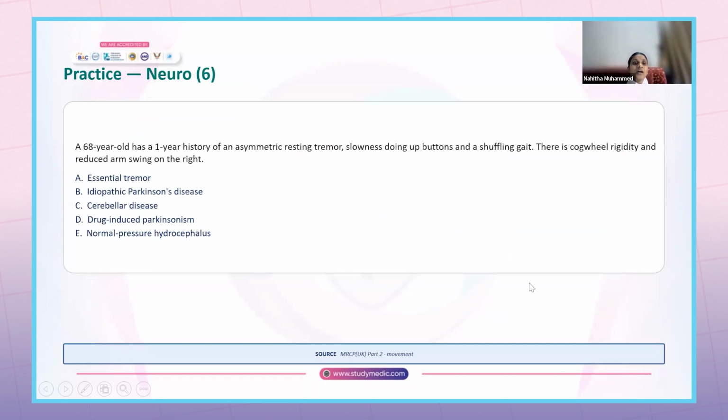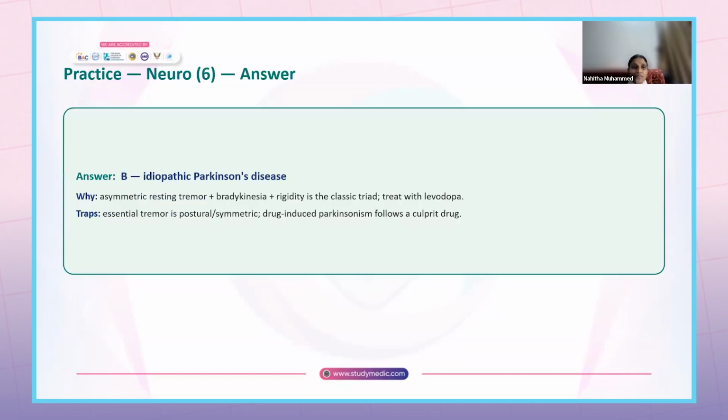A 68-year-old has a 1-year history of an asymmetric resting tremor, slowness, that is bradykinesia, and a shuffling gait. There is rigidity and reduced arm swing on the right. So here it is what? Idiopathic Parkinson's disease. The triad is important: resting tremor plus bradykinesia plus rigidity.